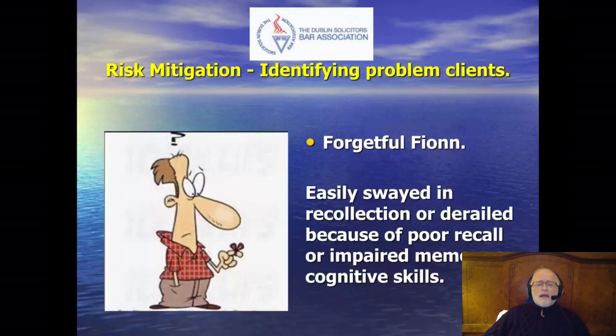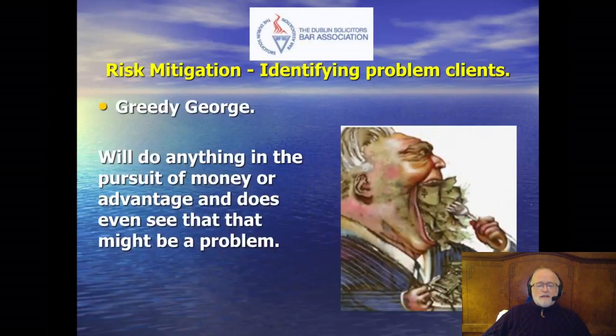Forgetful Fionn, easily swayed in recollection, or is derailed because of their own poor memory, or an impaired memory, or because of poor cognitive skills, or they just may be easily persuadable. Again, that can pose difficulties in case management. Greedy George will do anything in the pursuit of money or their own advantage, and doesn't see that might actually be a problem in terms of pursuing their case.